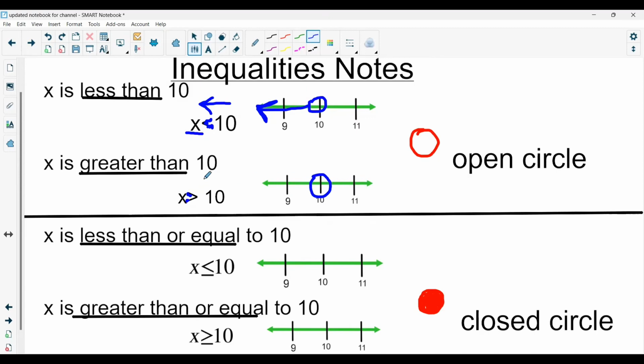Or if you want to use Miss Brown's other way, we can redraw the sign here and draw an arrow from it. Now, which arrow does it match? Does this match this side or this side? It's going to match this arrow here, you see? So we know it's going this way. It's going this way once again because 11 is bigger than 10 and it says x is greater than 10. That means bigger. Greater means bigger than, more than. X is greater than 10.